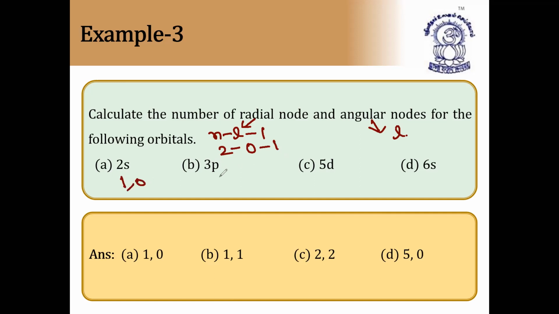For 3p also you can use the same formula. For the 3p orbital, l is equal to 1, so 3 minus 1 minus 1 is equal to 1, and for a p orbital the l value is 1, so it is 1 comma 1. The remaining two you can also do. I hope you can understand this. This type of question is important for competitive exams. Next question.